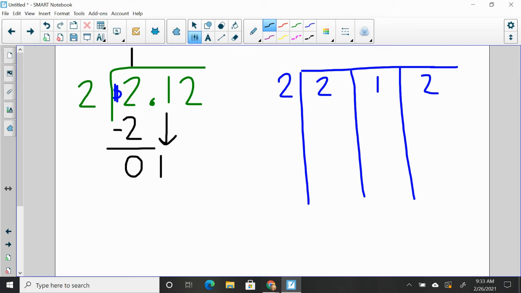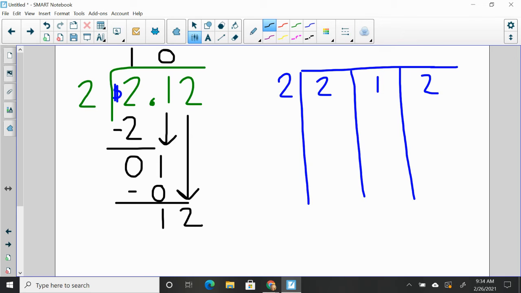So how many groups of 2 can I make if I have 1? 0. Okay. Now, you have to put a 0 up there as a placeholder. You have to put a 0 up here. Okay. 0 times 2 is 0. 1 minus 0 is 1. Now we can bring down the 2.